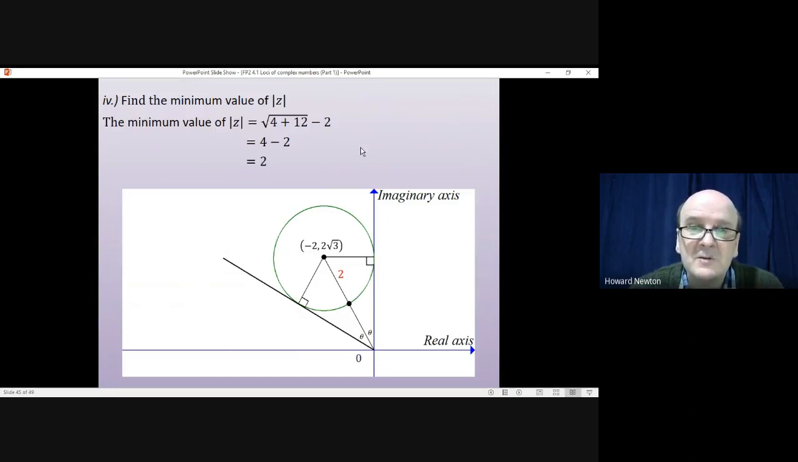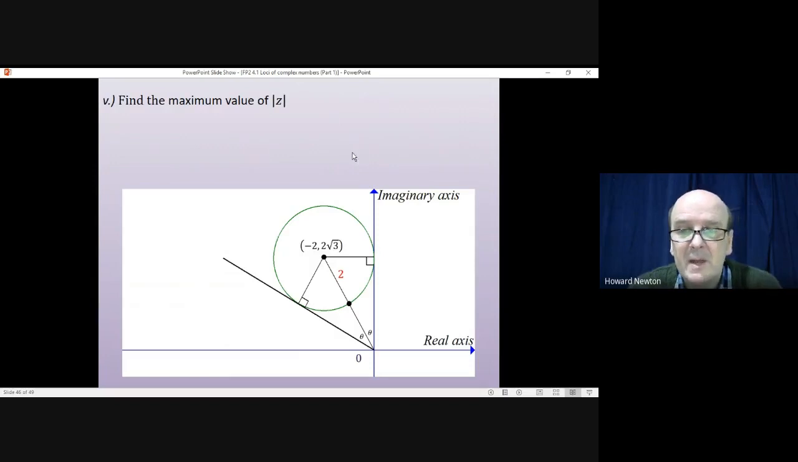The maximum value is extremely similar. The maximum value is the distance to the point on the opposite side of the circle. That's the furthest that you could ever be from the origin. So it's the distance from the origin to this point here, on the opposite side of the circle. That'll be the maximum of the modulus of z. And it's the same as before.